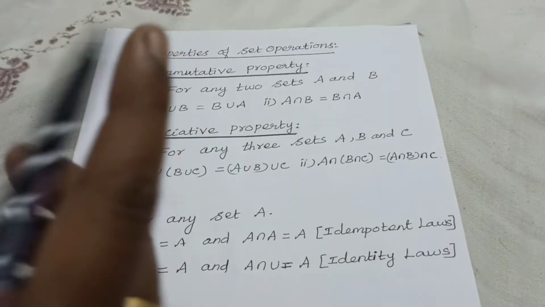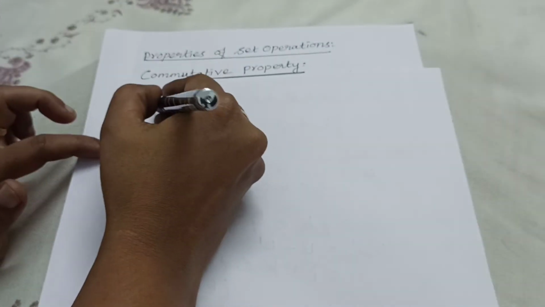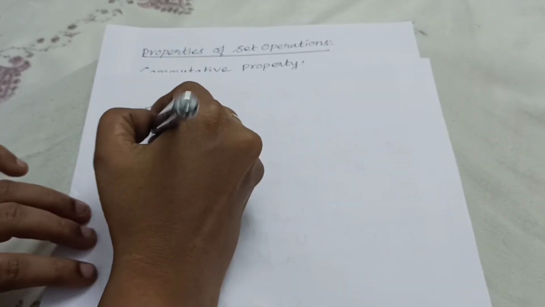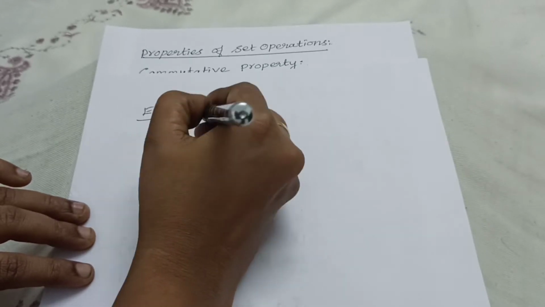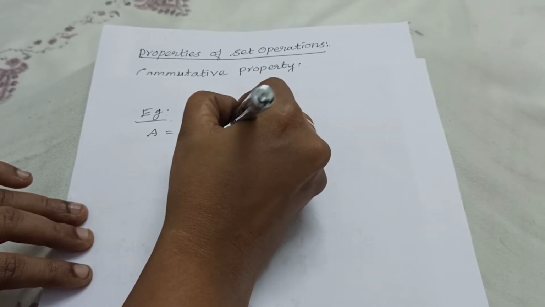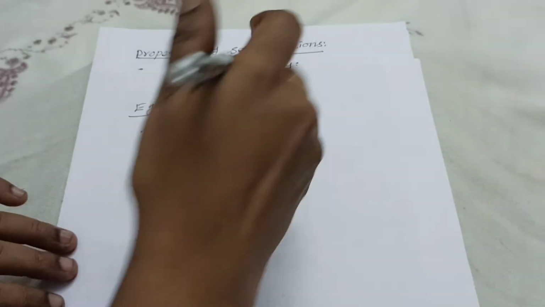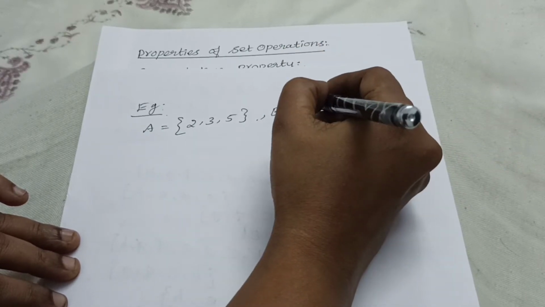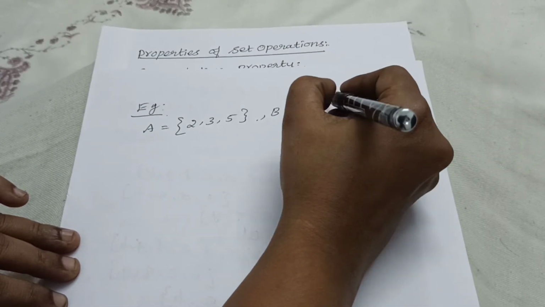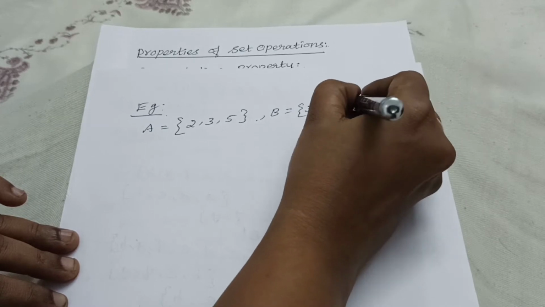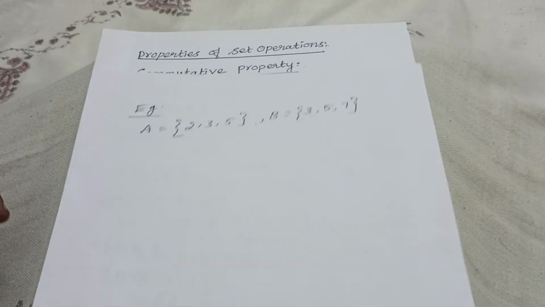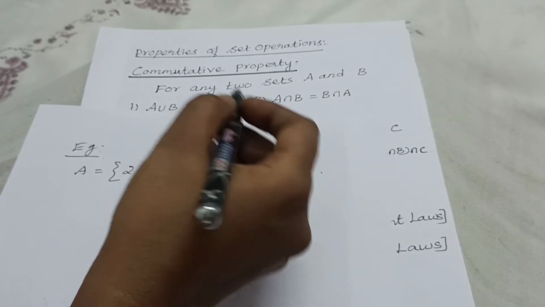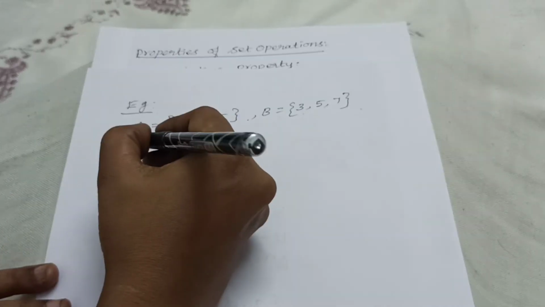Shall we check? One common example I am giving. Suppose A is equal to the set 2, 3, 5. Then B is equal to another set, 3, 5, 7. Understood? Then we have to find A union B first, and then we can find B union A.